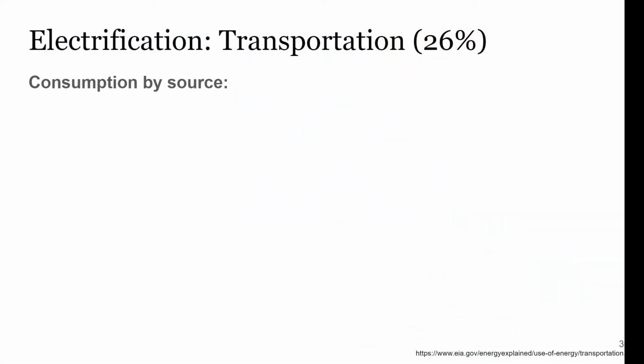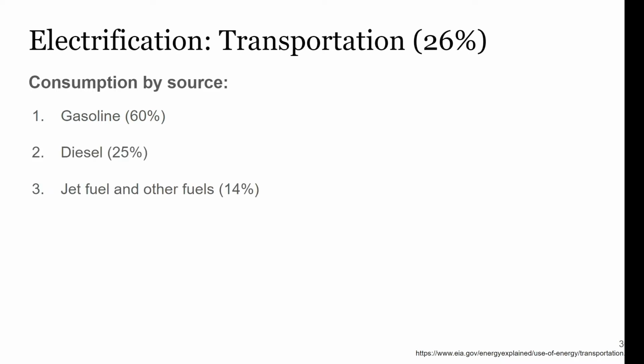Moving from the buildings in our economy, we can look at the transportation sector, which consumes around 26% of our total primary energy. If we look at where that energy is coming from by source, 60% of it comes from gasoline, 25% from diesel, there's 14% made up from jet fuel and other fuel types like that, and then less than 1% is actually coming from electricity. And I know driving around Raleigh sometimes it can feel like we're getting a lot more than 1% electricity in our transportation sector, but on a national level, it's a very small amount.